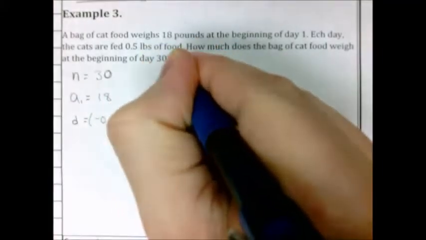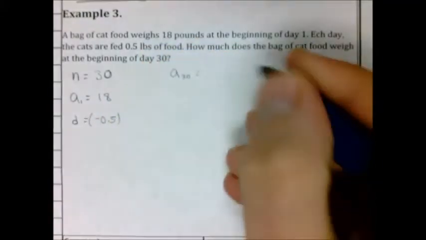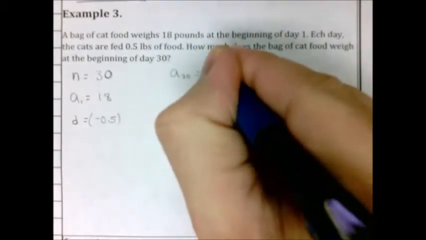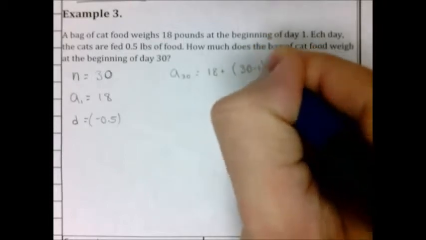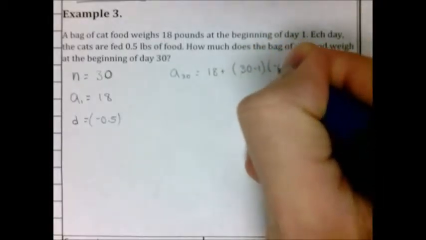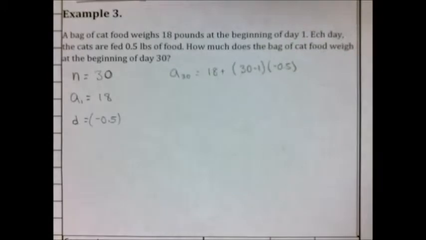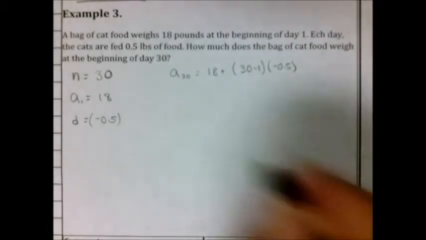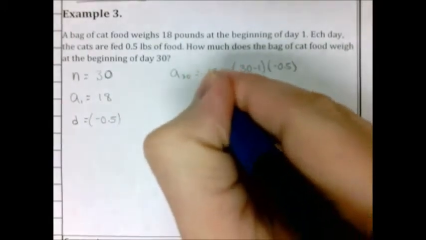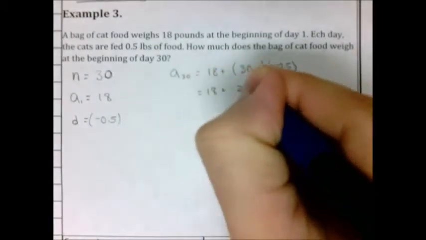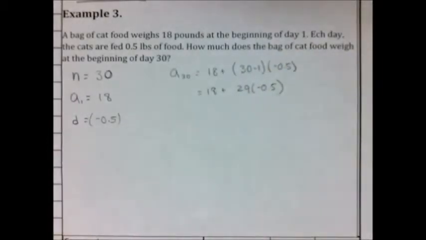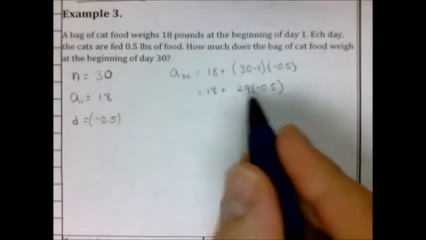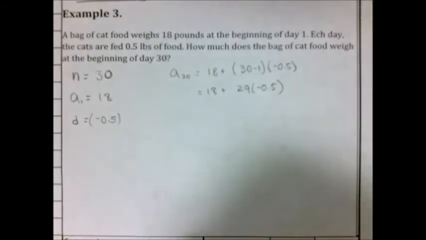a sub n, which is 30, is equal to our first term plus our n minus 1 times our common difference, which is a negative 0.5. We're going down a half every single time, right? So now we're just going to solve this. We get 18 plus 29 times a negative 0.5. Okay, which now we need to multiply 29 times a negative 1/2.